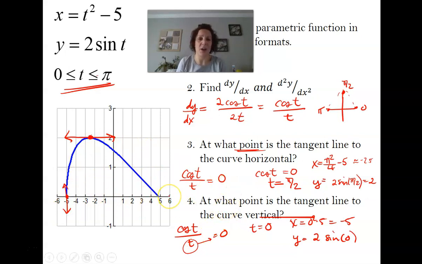Okay, so this is pretty common that they ask for. There's not a whole lot that they ask us to do with parametrics and vectors, but horizontal, vertical tangents, derivatives, stuff like that is pretty much the basic stuff.